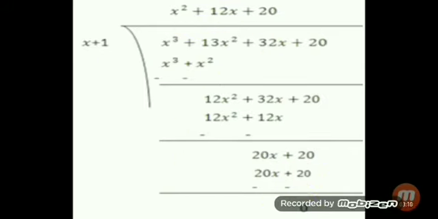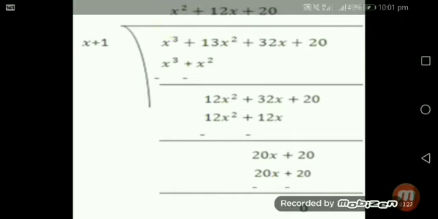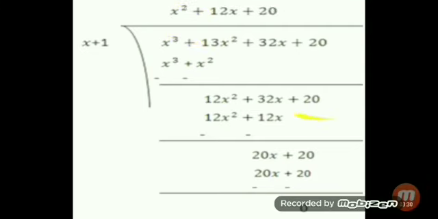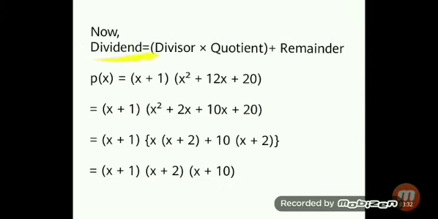Now we change the signs from positive to negative, and from positive to negative, both the numbers must be cancelled. Here the remainder is 0 and the quotient is x square plus 12x plus 20. We again factorize this quadratic polynomial now. So we know that dividend is equal to divisor into quotient plus remainder. We write dividend as px, divisor as x plus 1, quotient as x square plus 12x plus 20, and remainder is 0, so we do not write remainder here.